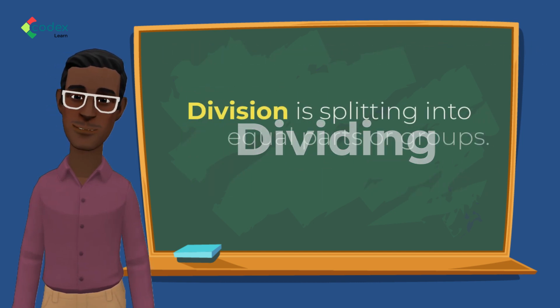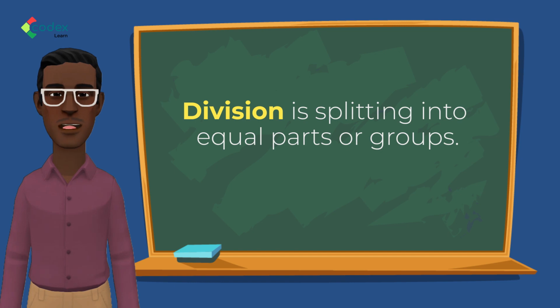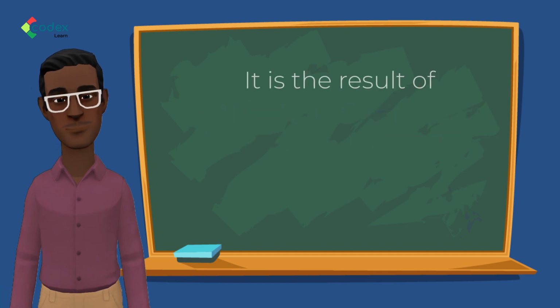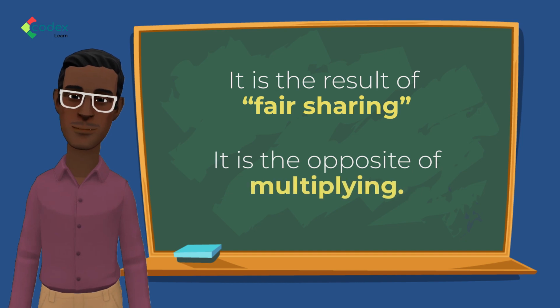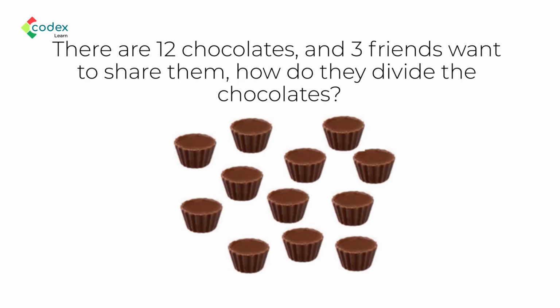Let's begin. Division is splitting into equal parts or groups. It is the result of fair sharing. It is the opposite of multiplying. For example, there are 12 chocolates and 3 friends want to share them. How do they divide the chocolates?